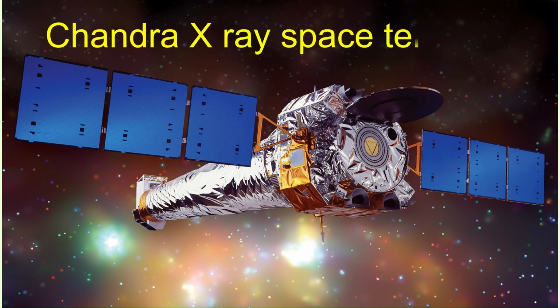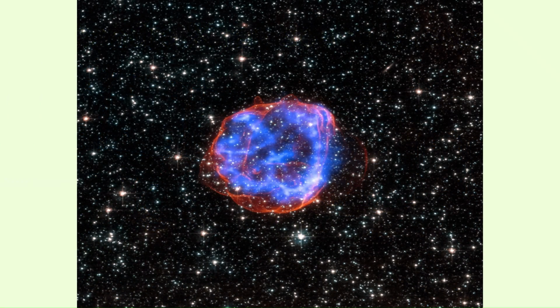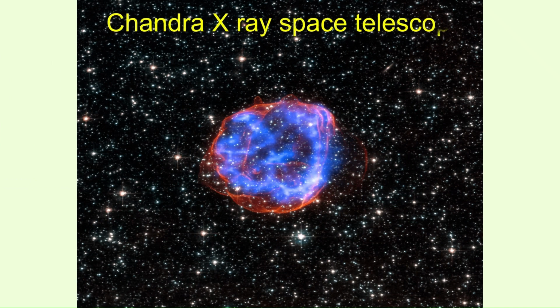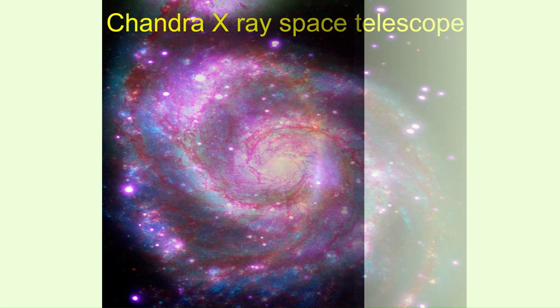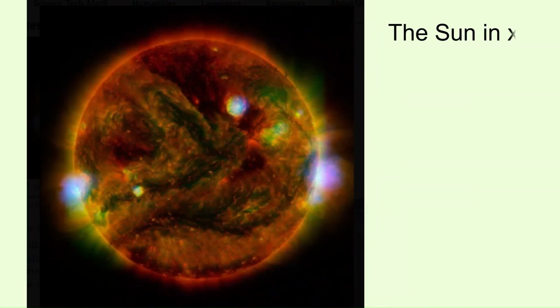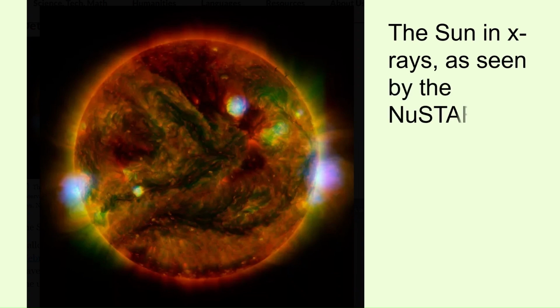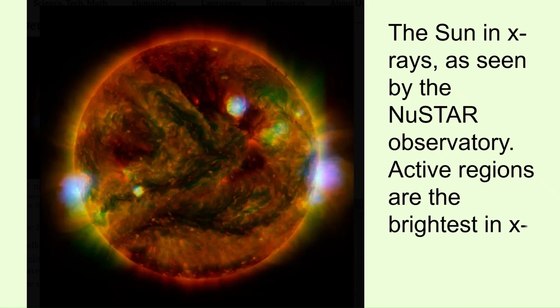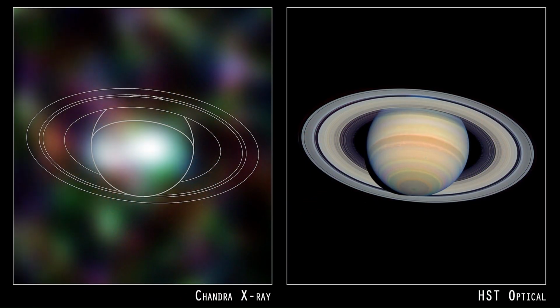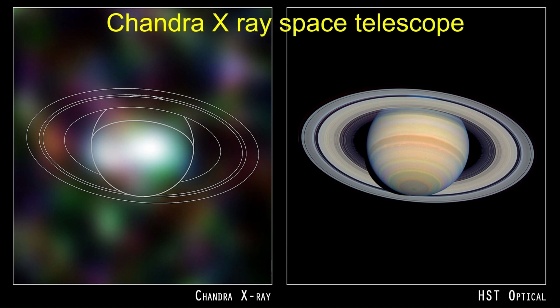Chandra X-ray space telescope. Chandra X-ray space telescope picture. Picture of supernovae by Chandra X-ray space telescope. The Sun in X-rays, as seen by the NuSTAR observatory. Active regions are the brightest in X-rays. Comparing pictures of Jupiter from an X-ray telescope and an optical high-resolution telescope.